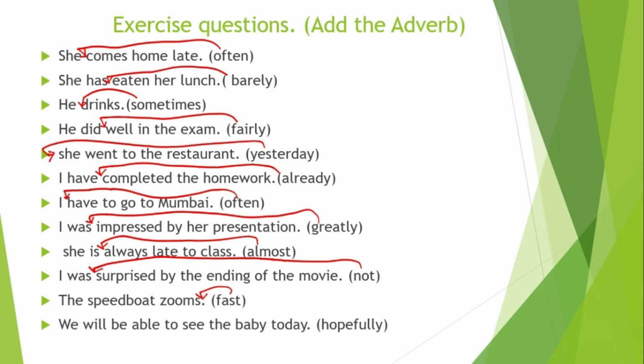We will be able to see the baby today. So this hopefully will come in the beginning of the sentence. Hopefully, we will be able to see the baby today.